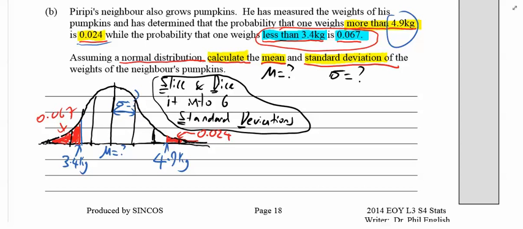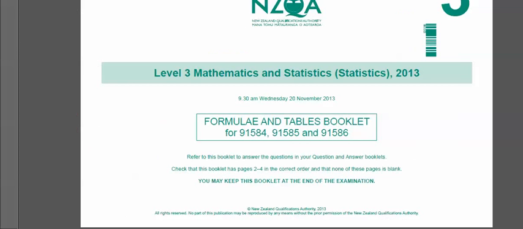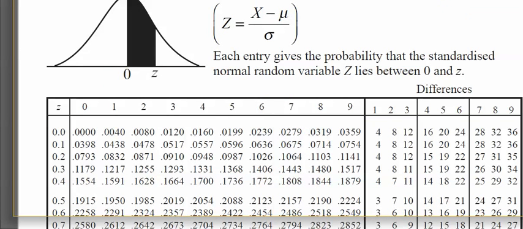Okay, so what else can we do? Well, what do we have? What formula do we have that links our x values to our standard deviations? Because it's the standard deviation and the mean that we need to find out, isn't it? So if we look at our tables, look at our formula sheet, and here it is. You can see the formula here that links z to x, to the mean and the standard deviation, and it's z equals x minus the mean over the standard deviation.